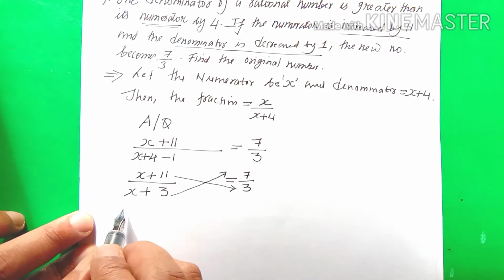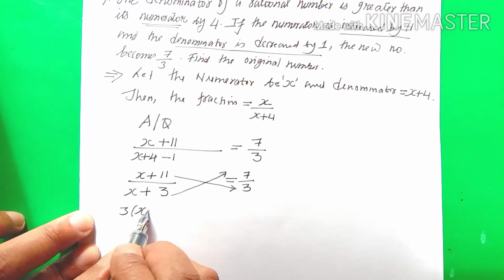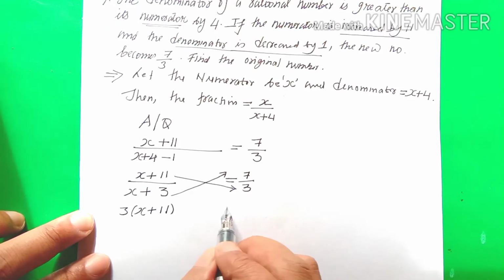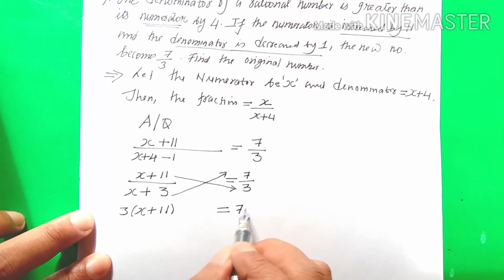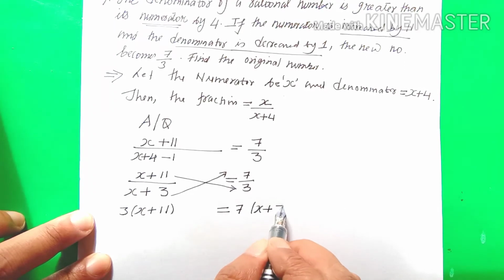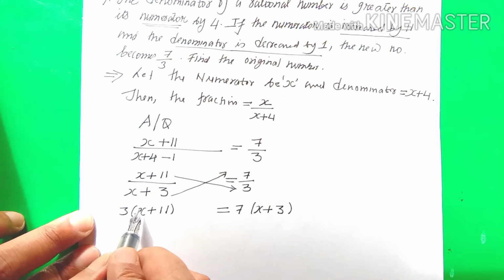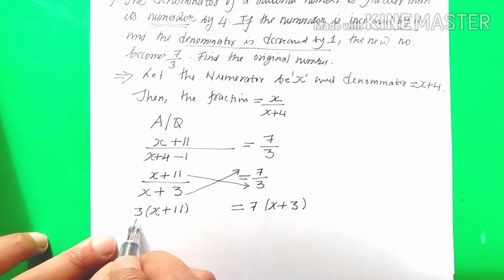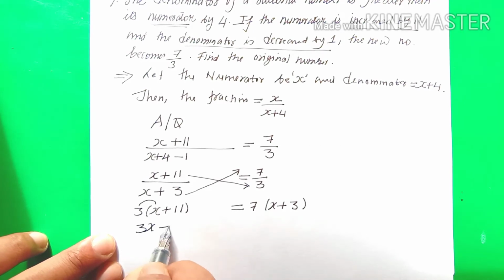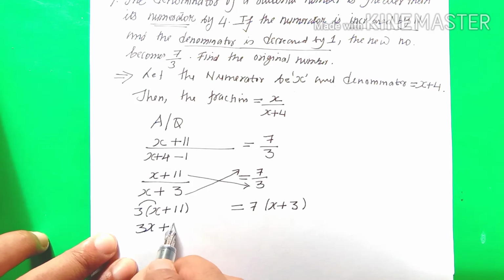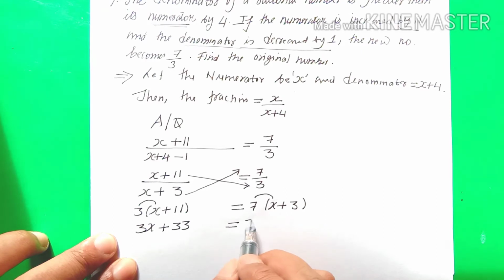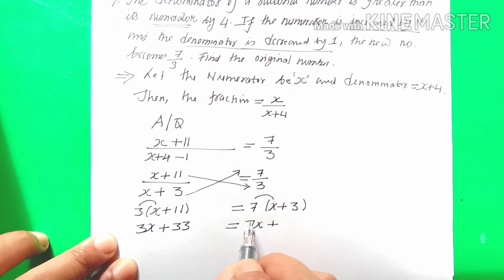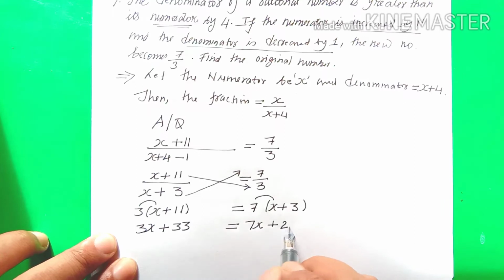So with this 3 you'll have to multiply the numerator, which is x plus 11, that equals, with 7 you'll have to multiply x plus 3. Now one must open the bracket and multiply at the same time. So with 3 you can multiply: 3 into x gives 3x, plus again 3 into 11, that is 33, which also equals 7 into x, which is 7x, plus 7 into 3, which equals 21.